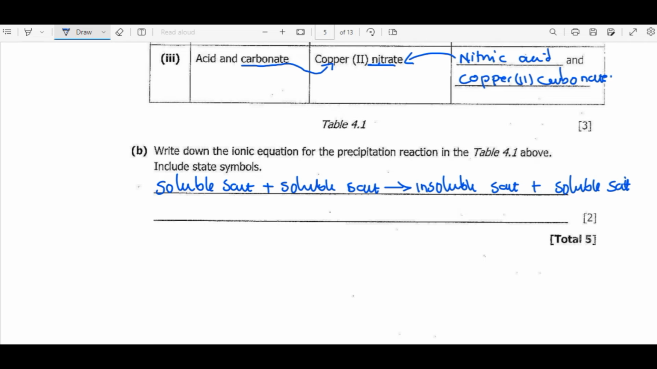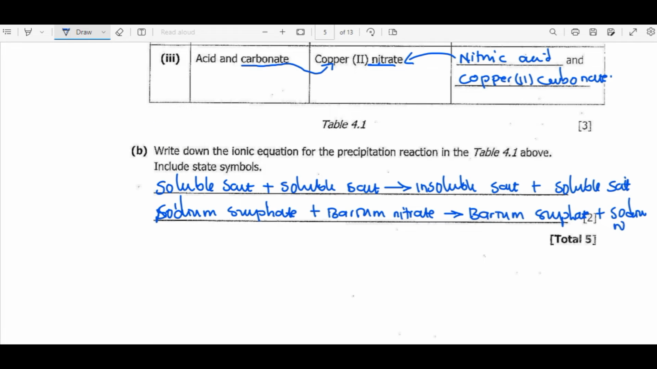So the soluble salts that we chose, the first one, we say sodium sulfate plus barium nitrate. Then the insoluble salt of interest is barium sulfate. It's the salt that we want. Plus then the soluble will be sodium nitrate. Then let's write these into chemical symbols.